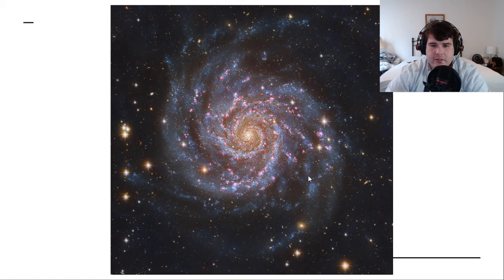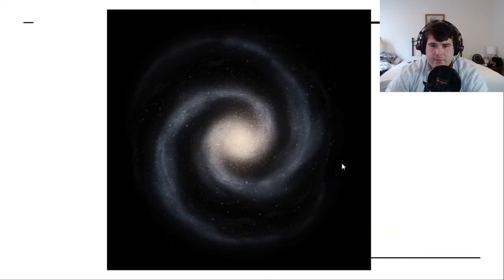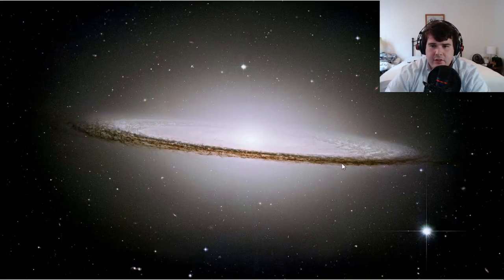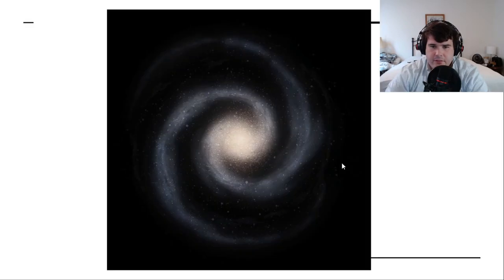So just to think about different spirals, they're all spiral galaxies, and that's what you need to know. They're all spiral galaxies, but they just look a little bit different, and so we classify them slightly differently.